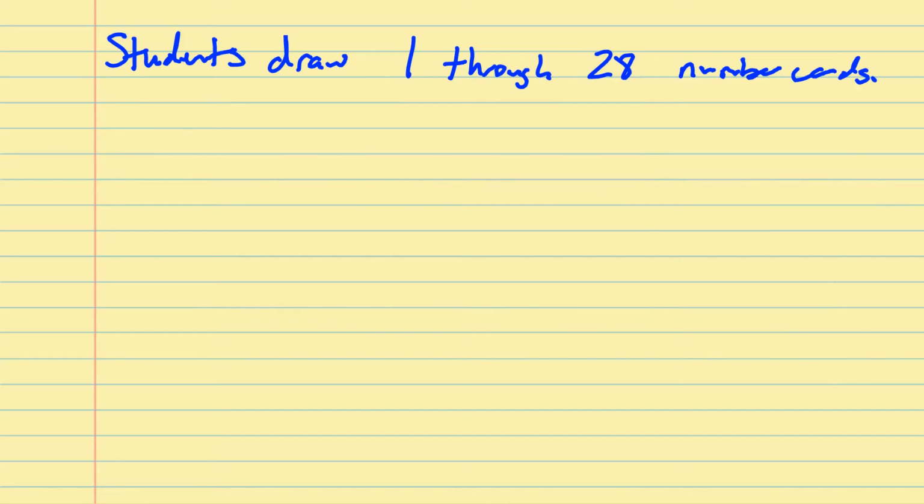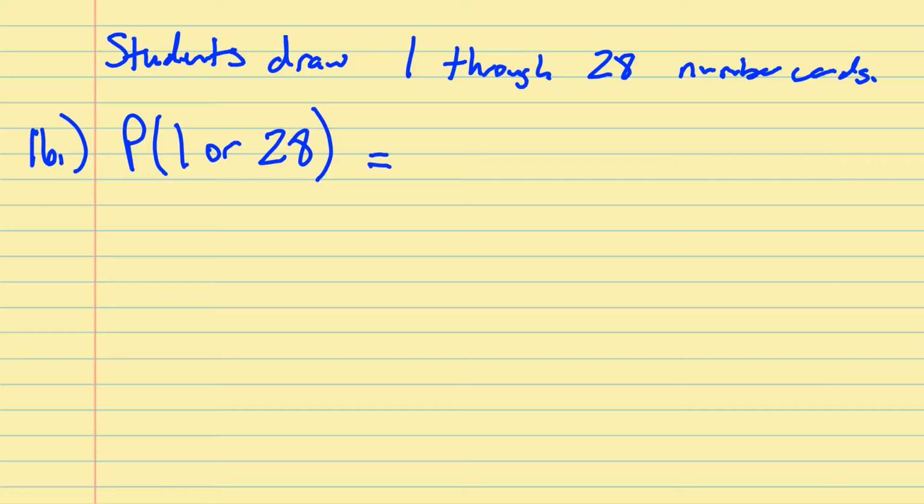All right, so students in a class are randomly drawing cards numbered 1 through 28 from a hat to determine the order in which they will give their presentations. Find each probability. So 16 is going to start off with the probability of 1 or 28. Since the probability is of 1 or 28, I'm going to say 1 out of 28, or 3.6%.